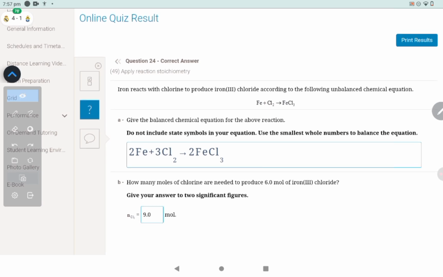Now, how many moles of chlorine are needed to produce 6 moles of iron chloride? We can just do the mole ratio again. Iron chloride is this one. How many moles of chlorine? So 3 to 2, with 6 moles of iron chloride. We cross multiply: 6 times 3 divided by 2, we get 9. That is all.